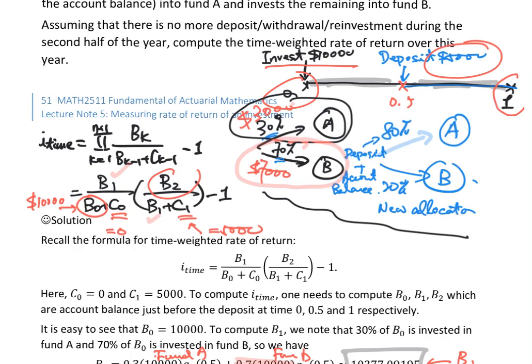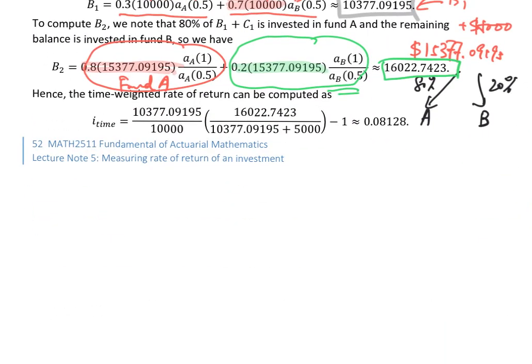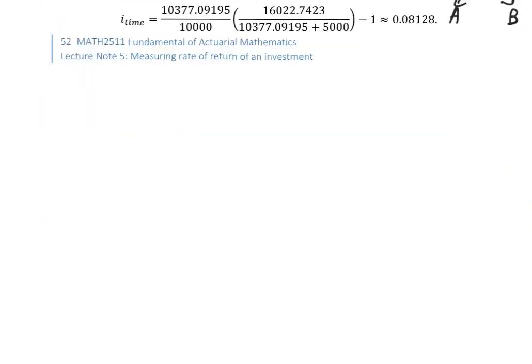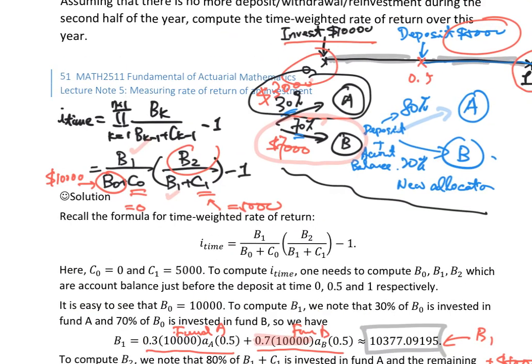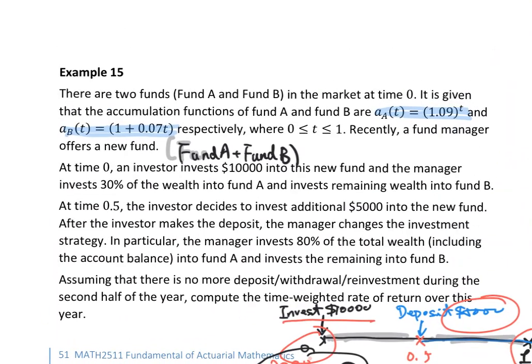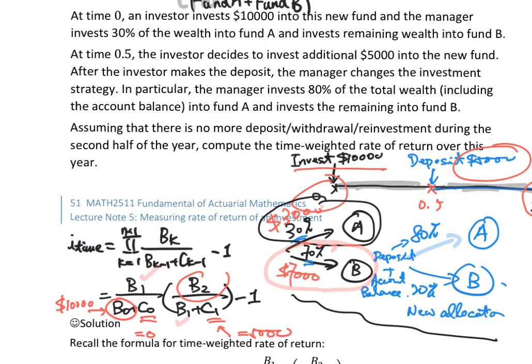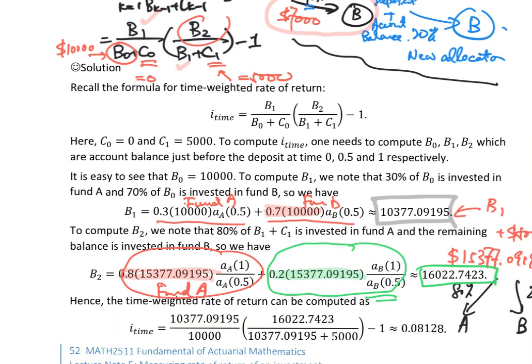But sometimes, as in this example, you don't have this information explicitly given, so you have to get it using the accumulation function. Never mind, the only difference is that the calculation is a little bit more complicated. But conceptually, there's nothing new.